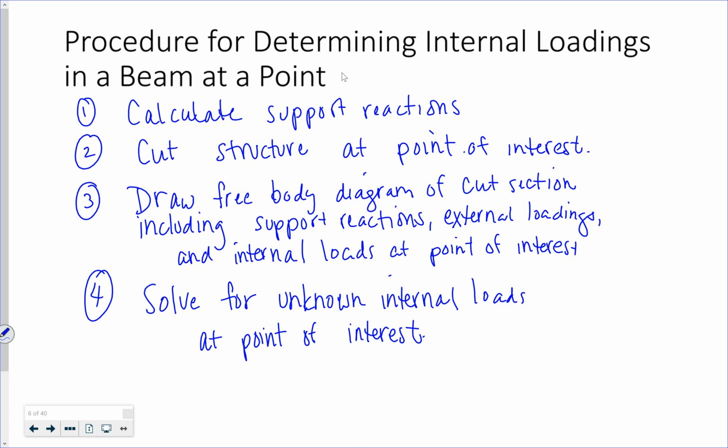Solve for the support reactions first, so that the only thing unknown is your internal loading. And so you'll cut at that specific point, draw the free body diagram of the cut section, apply all of your support reactions, external loads, and then your internal loads at the point where you cut it, and solve for them.